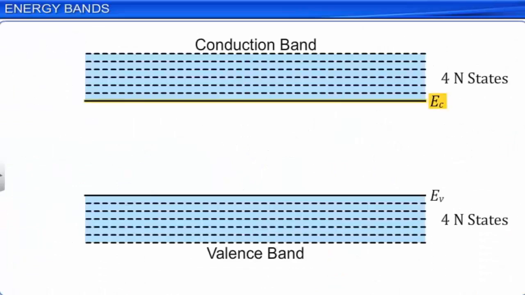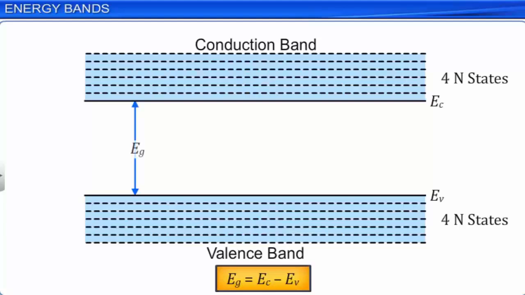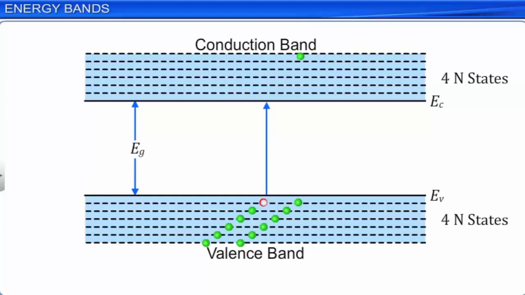Let EC denote the lowest energy level of the conduction band. Let EV denote the highest energy level of the valence band. The difference between EC and EV is the energy band gap, or energy gap, denoted as Eg. The valence band electrons can move into the conduction band by gaining energy equal to the energy band gap Eg. Thus, there exists a band gap between the lower valence band energy levels and higher conduction band energy levels.